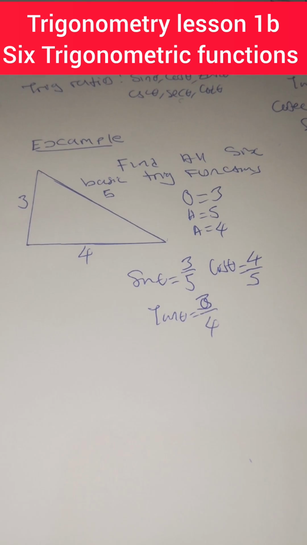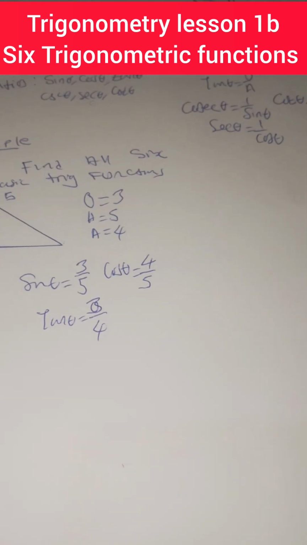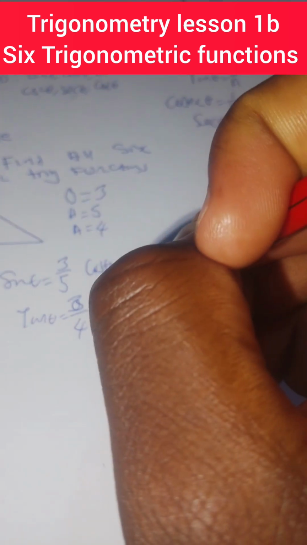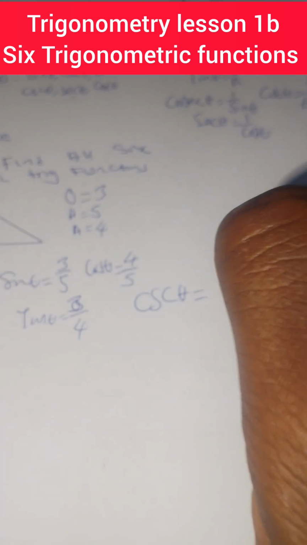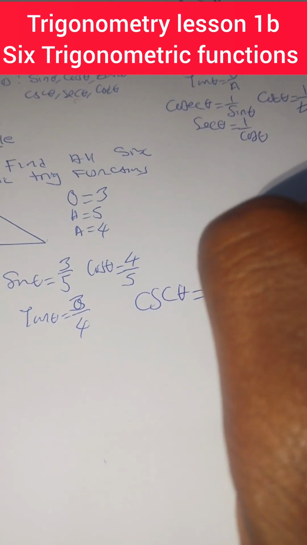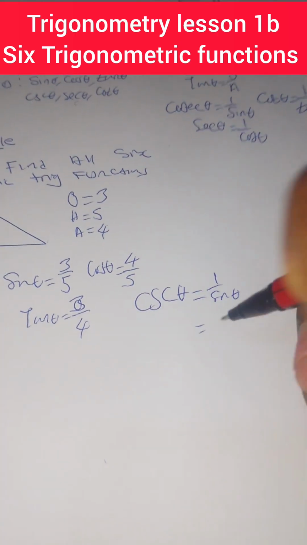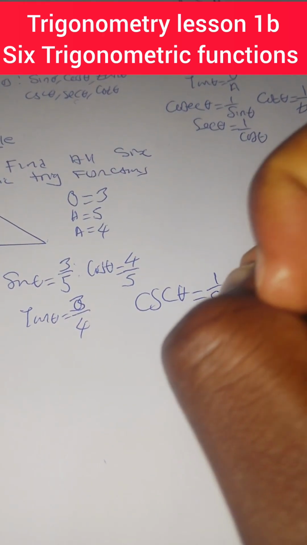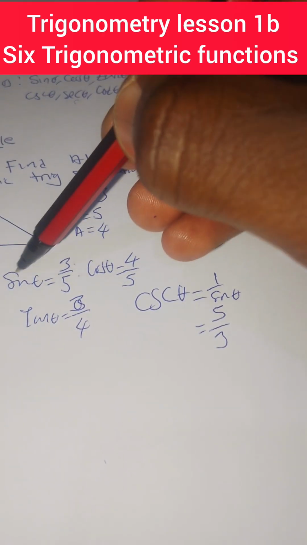What about the others? Let's start with cosec theta. So cosec theta is equal to 1 over sin theta, which means cosec theta will be just the reciprocal. 5 will be on top over 3. We just get the one for sin theta, then we just flip it.